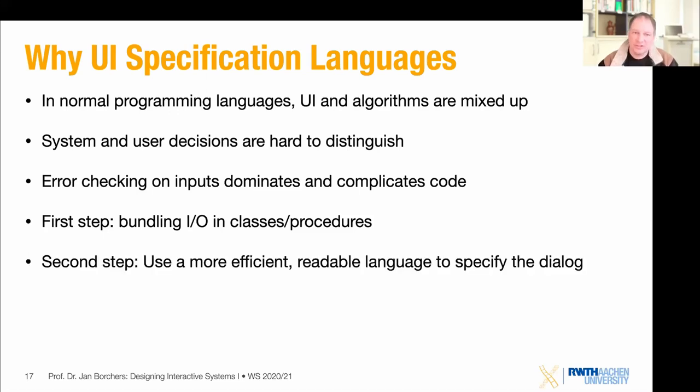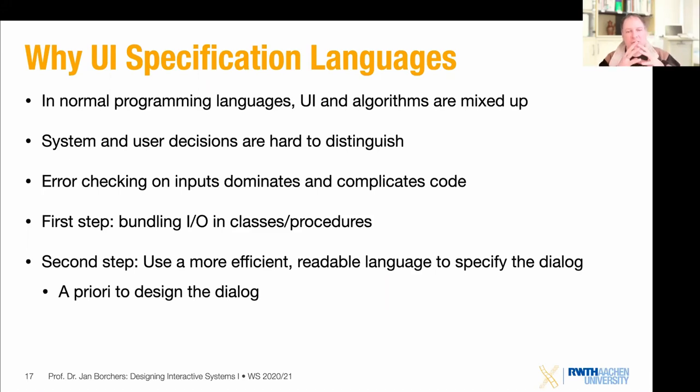The second step then is, as we just mentioned with the example of websites, to use a more efficient or readable language to specify the dialogue itself. Because honestly, all our programming languages are not really good at specifying a dialogue in themselves. And you can do that in two ways. You can actually say, I do this a priori, so I do this before I actually start with the implementation.